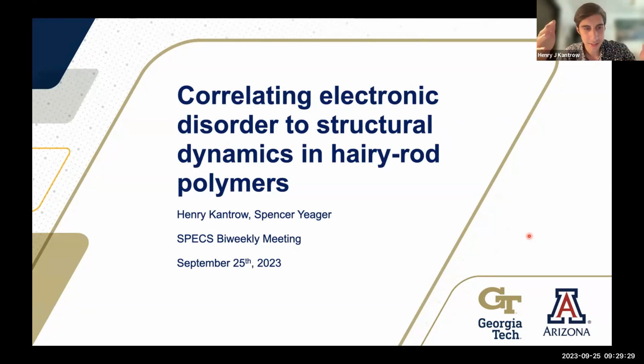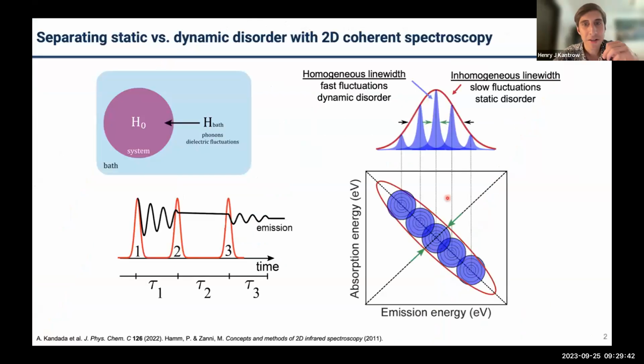In my work, what we're trying to do is to really separate the nature of that electronic and structural disorder using 2D spectroscopy. So I wanted to give a brief background on what 2D spectroscopy is, because I know it's a technique that not a lot of people tend to use.